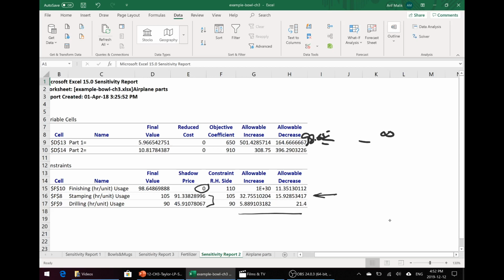Okay, it's not clearing up, but it doesn't matter. Anyway, we can actually find out the ranges of the right hand side, and also the objective function ranges as well.